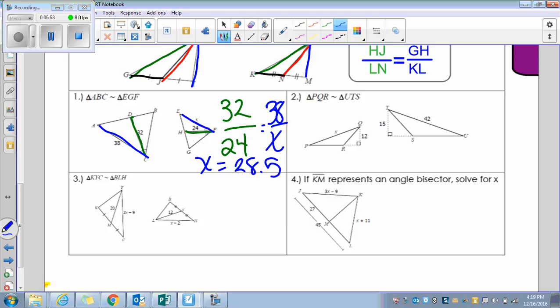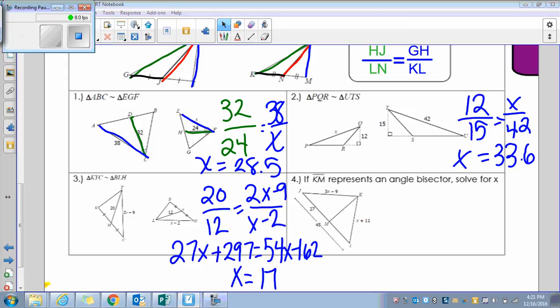Okay. And if you plug that back in, you will see that it is proportional. So go ahead and try number 2, 3, and 4. Pause the video, and when you are ready, unpause it, and I will have the answers put up. Okay, there is your answer to number 2 and number 3. So number 2 actually should have equaled 33.6, and then number 3 should have equaled 17.